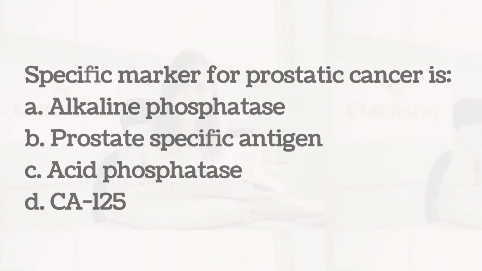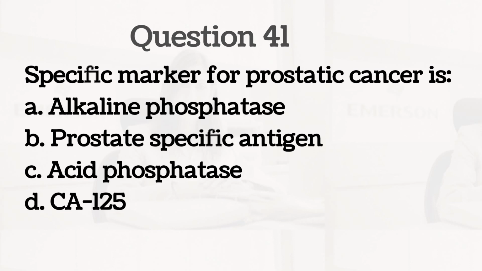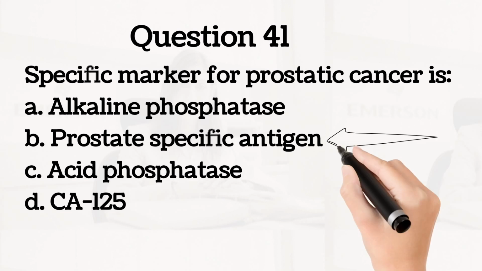Then we have question 41, which is saying a specific marker for prostatic cancer is: A, alkaline phosphatase, B, your prostate specific antigen, C, acid phosphatase, then D, CA125. So here comes the answer for this question. The specific marker for prostatic cancer is B, which is your prostate specific antigen. So PSA, that's the answer, which is option B.